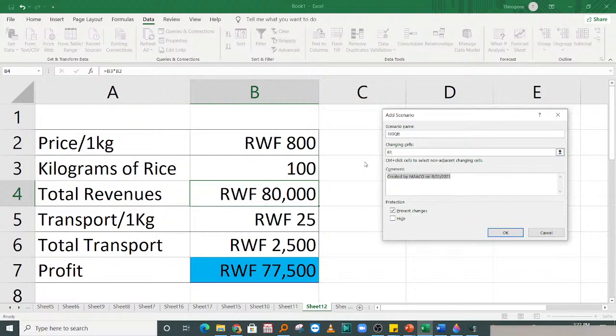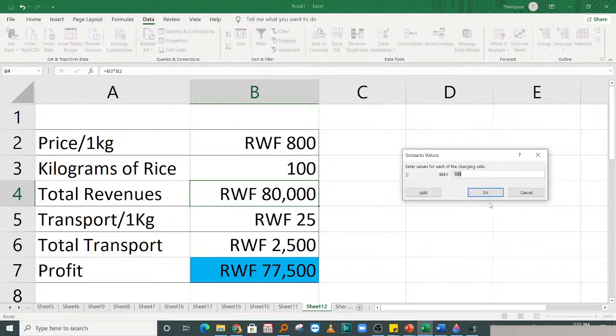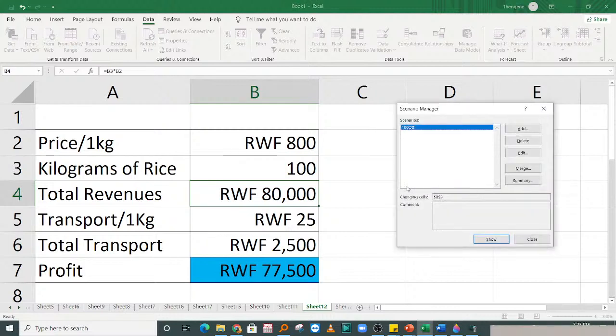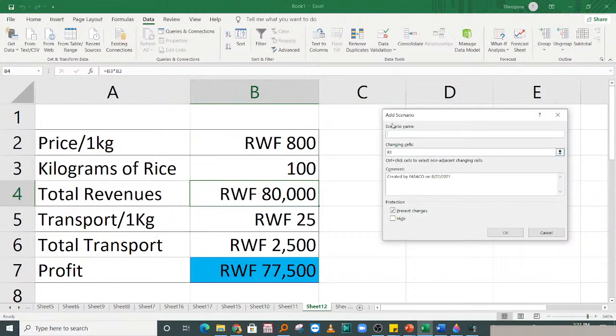Okay, I can leave this comment. So okay, let's say okay, so the profit will be this. So let me add another scenario.